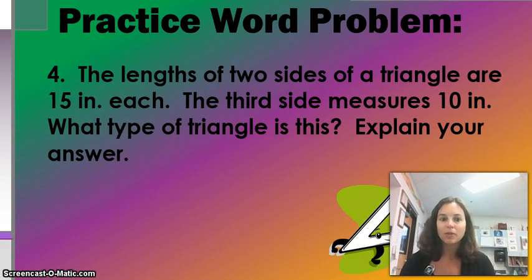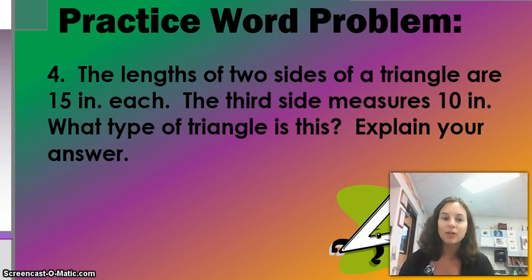Here's our practice word problem. The lengths of 2 sides of a triangle are 15 inches each. The third side measures 10 inches. What type of triangle is this? So if we know that the 2 sides of a triangle are 15 inches each, we know that we have what kind of triangle? Pause this and write your answer down.